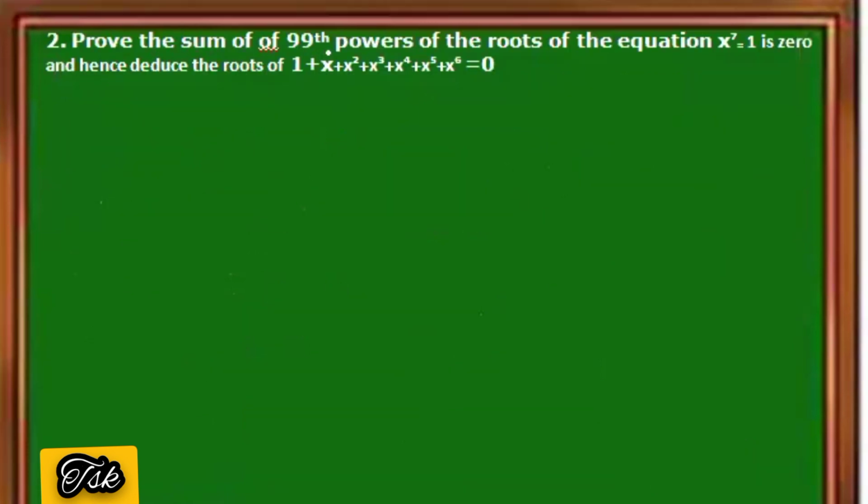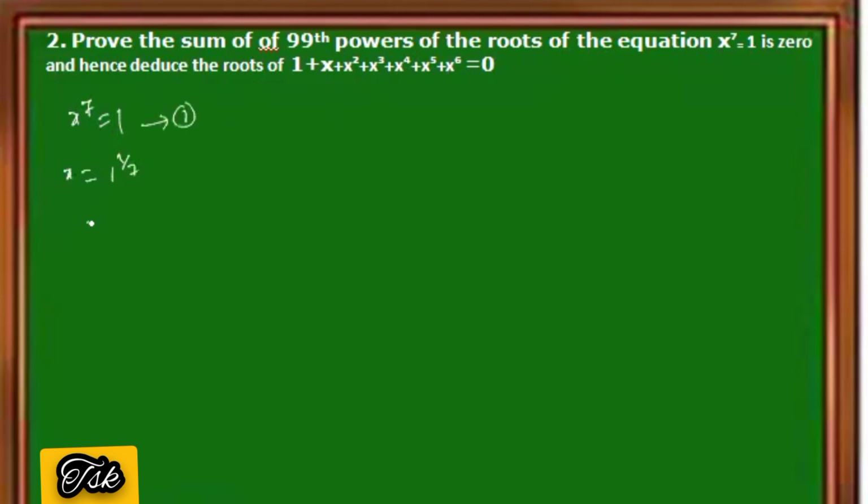Prove that the sum of 99th powers of the roots of the equation x power 7 is equal to 1 is 0, and hence deduce the value of this. Okay, so x power 7 is equal to 1. So x can be written as 1 to the power of 1 by 7. This is the equation number.